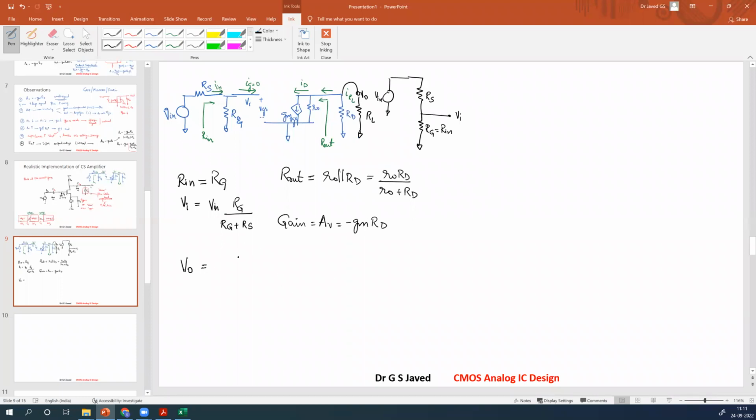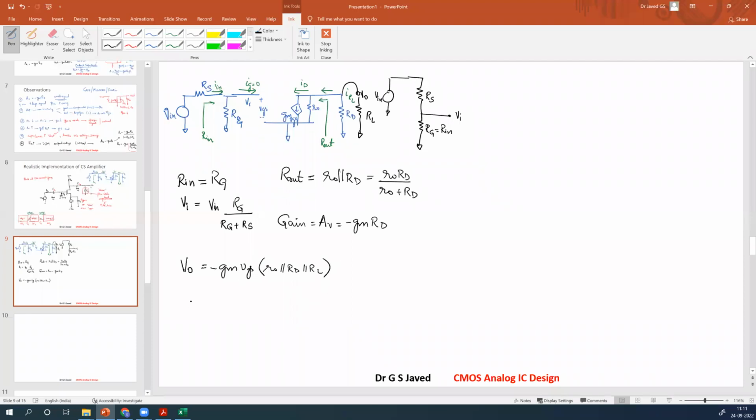V out is given as, what is this current here? GMVGS, right? So this is negative GMVGS. Now what is the total resistance? You've got three resistors in parallel. R0 parallel with RD, parallel with RL. This RD is at the drain, this RL is also at the drain, R0 is also at the drain. So all three get parallel, right?